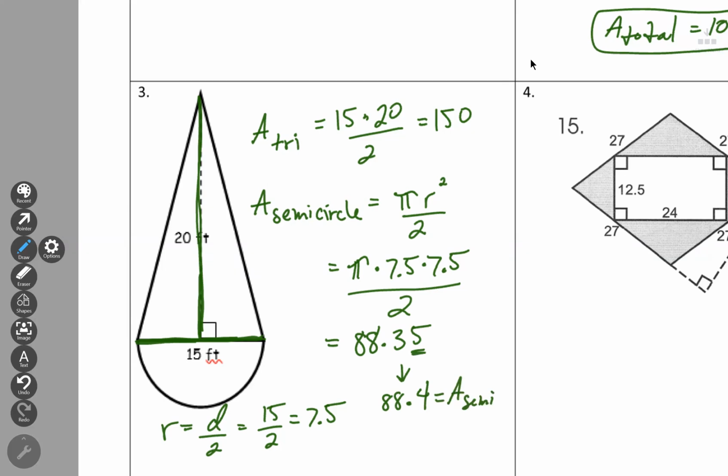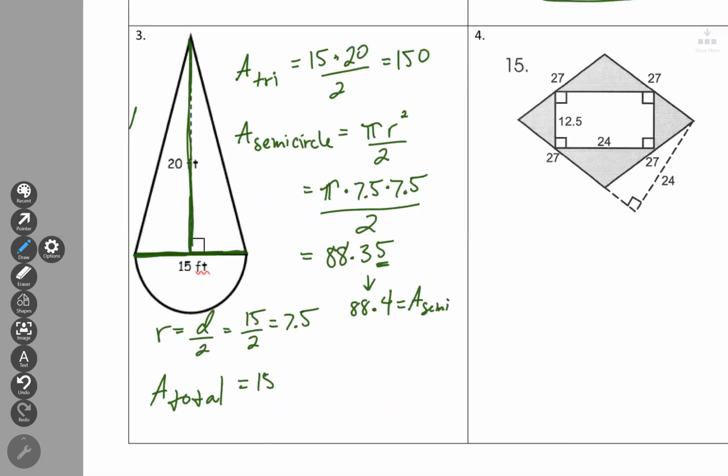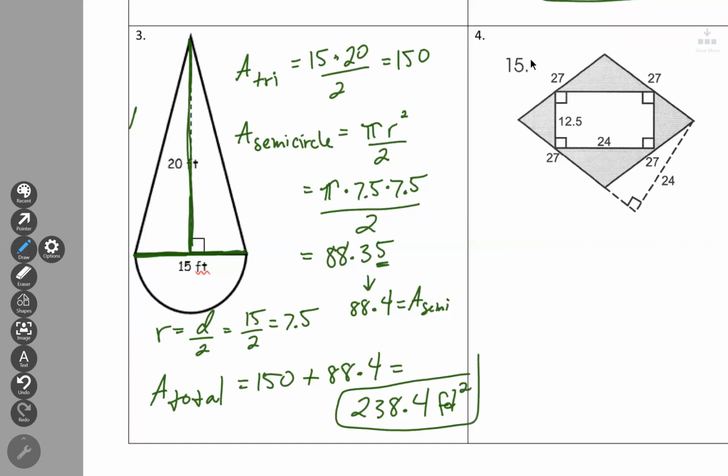Okay, that's a semicircle. So now to find the total area, what you'll need to do is take the triangle, which we got is 150, and add to it the semicircle, 88.4. Okay, so 88.4 plus 150, and you will get 238.4, and that would be feet squared. So there you go.